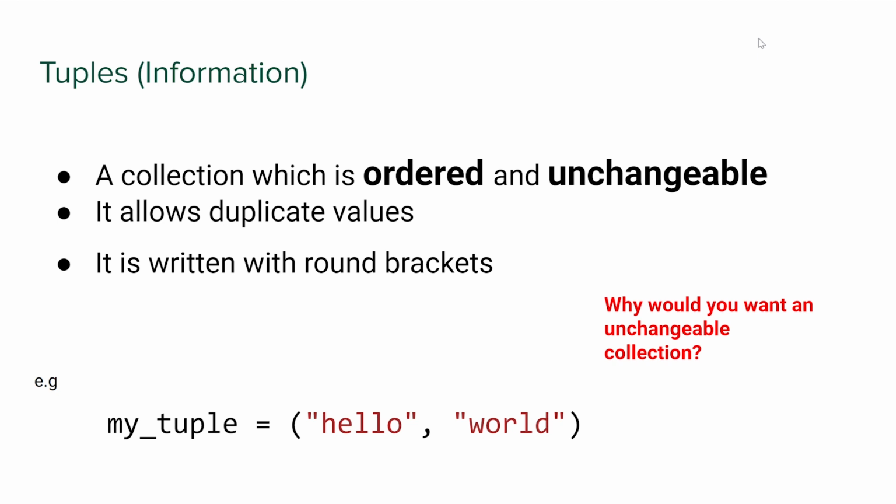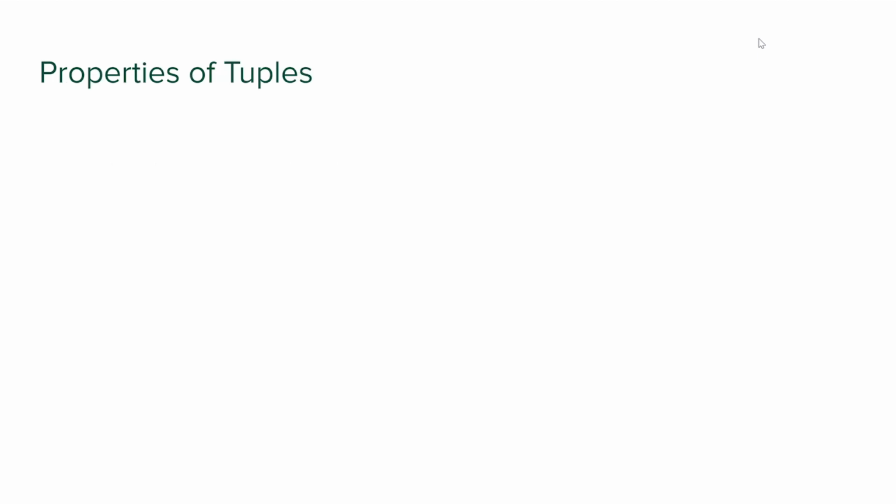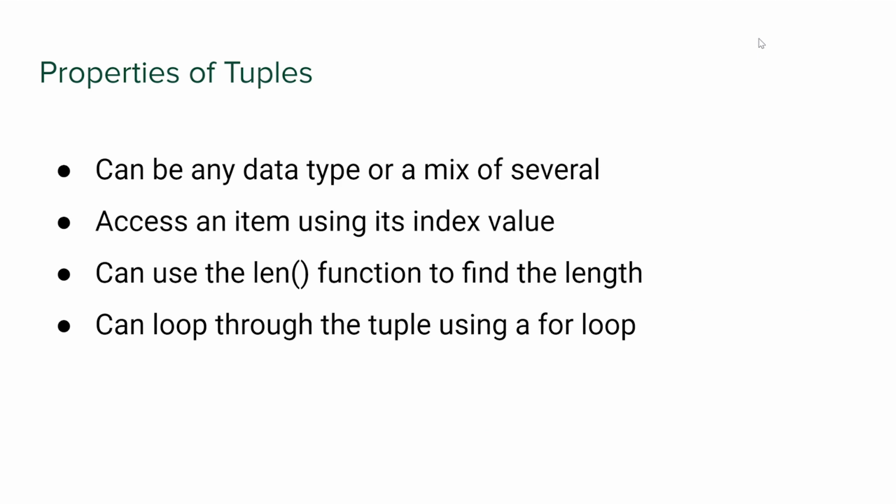So why would you want an unchangeable collection? There are a couple of reasons, and let's look at the properties to understand why. The properties of tuples are they can be any data type or a mix of several. That sounds pretty familiar, but we'll talk about where the familiarity comes from in a second. We can access an item using its index value. We can use a length function to find the length. I can loop through a tuple using a for loop. Does that sound familiar? It should. These are exactly the properties of a list.